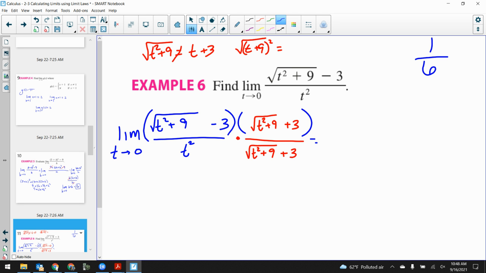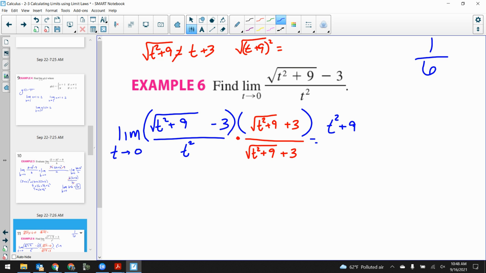I'm going to do my firsts. I've got the square root of t squared plus 9 times the square root of t squared plus 9. Well, if I multiply square root and square root, doesn't the square root go away? So that's going to end up being t squared plus 9. That's our first.